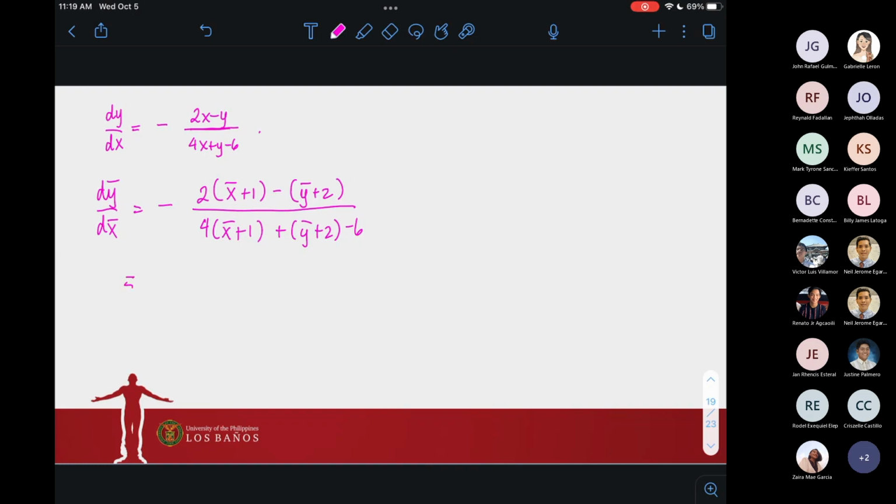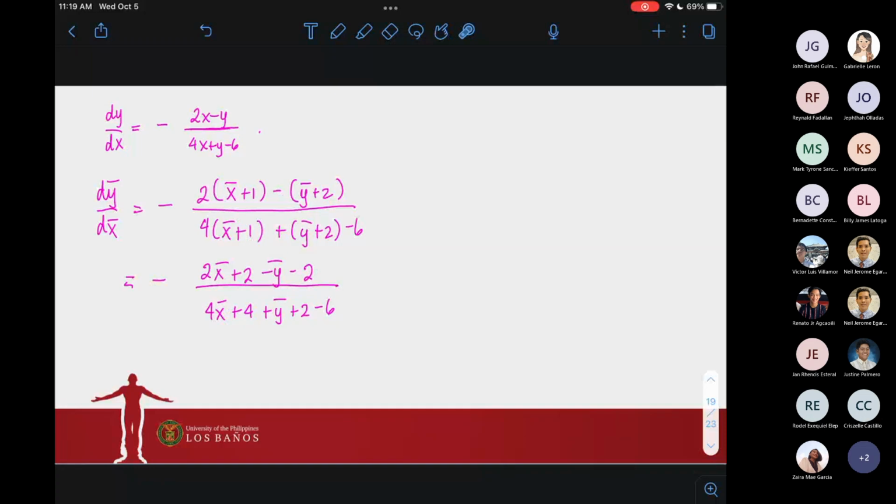Okay. And then we expand. So we'll have minus 2x bar plus 2 minus y bar minus 2 all over 4x bar plus 4 plus y bar plus 2 minus 6. All right. And then again, we did the substitution or the translation of the variables so that mawawala yung constants. Okay lang yung numerator kasi wala na siyang constant, pero itong denominator, constant na negative 6.